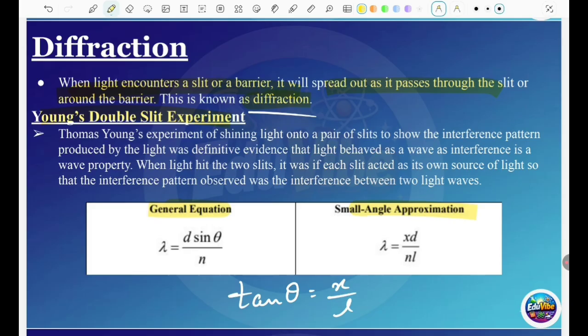If your tan theta is greater than 1, you have to use this formula. If it is less than 1, you can use this one. If the angle is under 10 degrees, you can use this formula. If not, you have to use the other. So this d is the distance, theta is the angle the slit made, and n is the nth fringe.